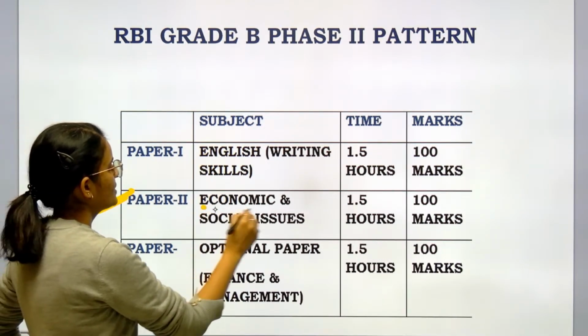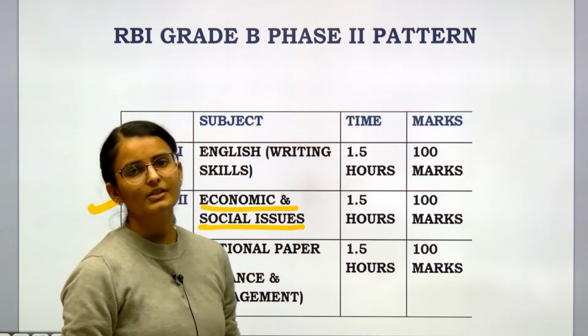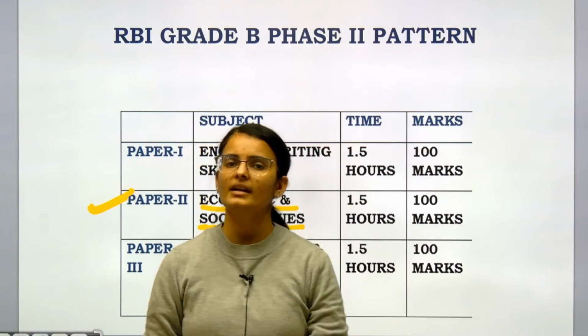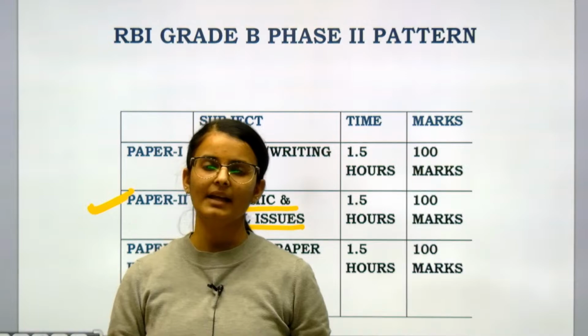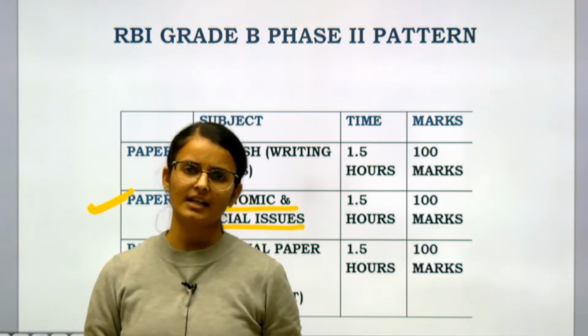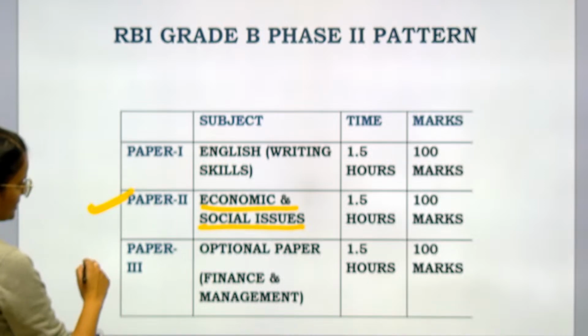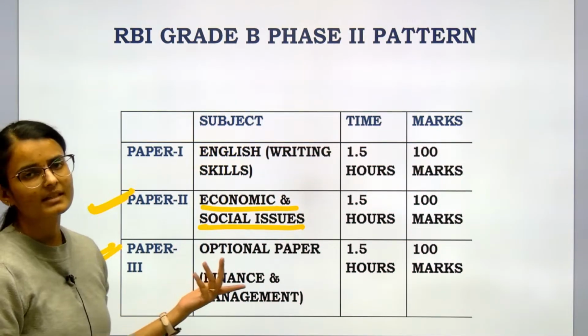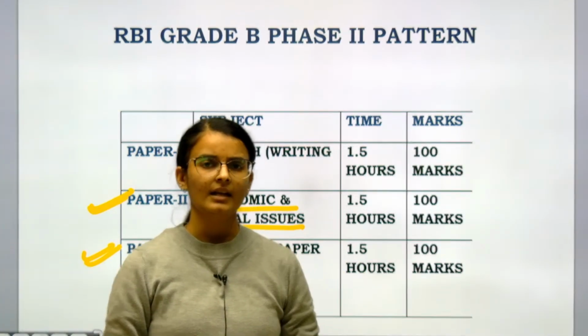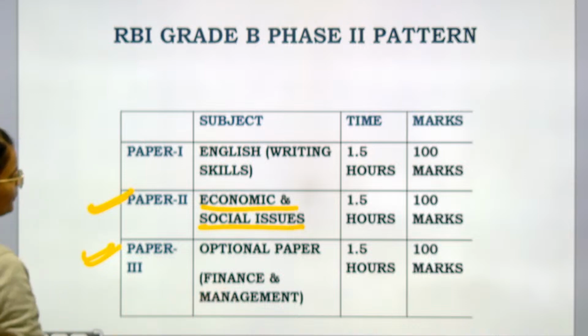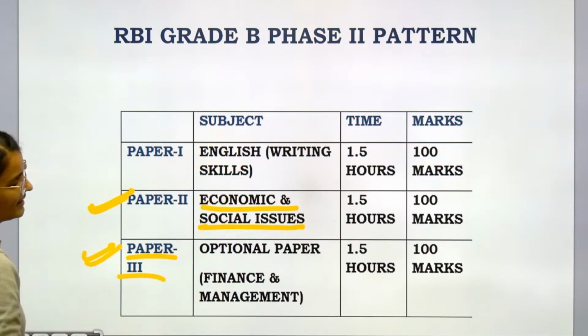For economic and social issues, it basically focuses on current affairs, what is happening in the economy at the national level as well as at the international level. When we discuss the syllabus in detail, I will give you an example for that. Paper 3 is finance and management.